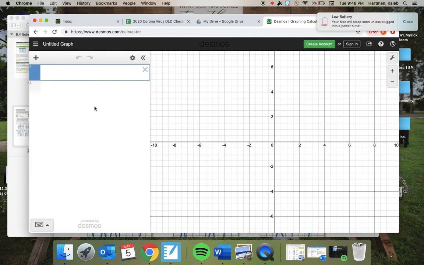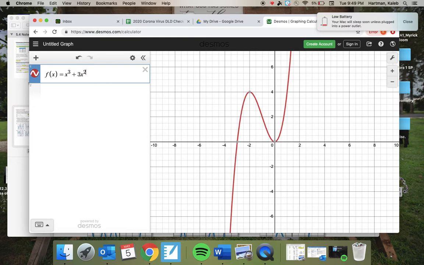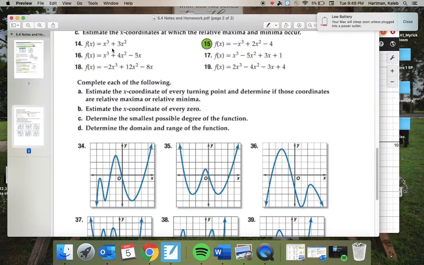Okay, we're going to be typing in here our function, which is f of x equals x cubed. Guys, to get the exponents, you're going to have to go shift and 6 to get the, I call it the caret button, but shift and 6 will give you the exponent. So that's x cubed, plus 3x, and then that's going to be squared, so we have to do the exponent again. Okay, so this is the function that we're asked to graph on number 14, x cubed plus 3x squared.